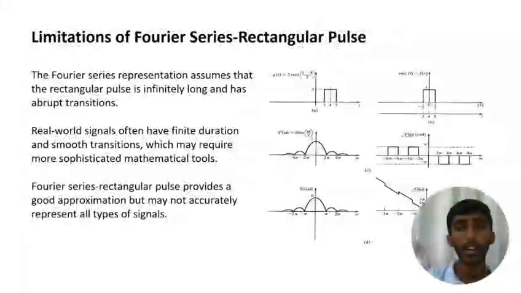Limitations of Fourier series rectangular pulse. The Fourier series representation assumes that the rectangular pulse is infinitely long and has abrupt transitions. Real world signals often have finite duration and smooth transitions, which may require more mathematical tools. Fourier series rectangular pulse provides a good approximation but may not accurately represent all types of signals, as you can see in the picture.